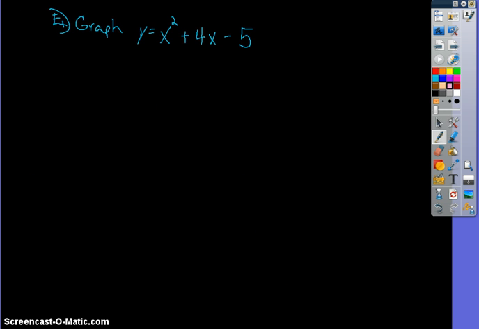All right, suppose the directions said graph this function, y equals x squared plus 4x subtract 5. You may notice right away this is a quadratic function. Why? Because it has x squared, the highest exponent there, so it makes it automatically a quadratic function. If you didn't know what else to do and you had to graph this, you start off with x and y axes.